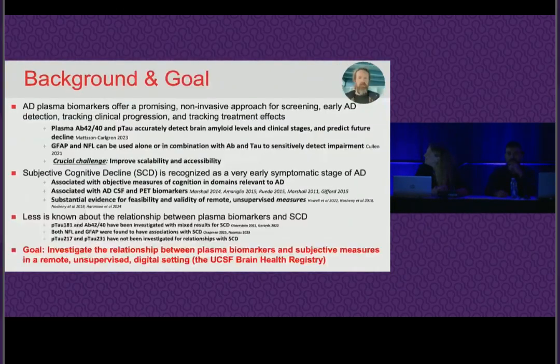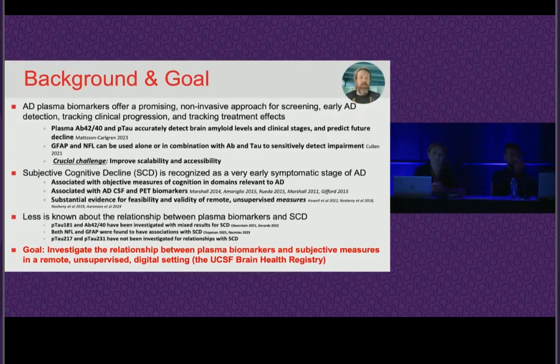Alzheimer's plasma biomarkers offer a promising, non-invasive approach for screening, early detection, tracking clinical progression, and tracking treatment effects. Specifically, plasma amyloid beta 42/40 and p-tau accurately detect brain amyloid levels and clinical stages and predict future decline. GFAP and NFL can be used alone or in combination with amyloid beta and tau to sensitively detect impairment. Given these facts, a crucial challenge is improving scalability and accessibility of these.